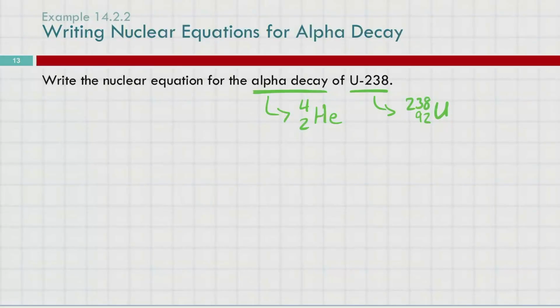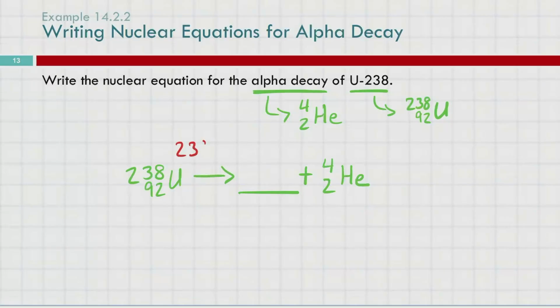And then we have to set up our nuclear equation. So uranium-238 is decaying, so it goes on the left side, and then we write our arrow. And we're going to make something our daughter nuclide. And there's also going to be the alpha particle that's emitted. Then we can set up our two equations. 238 equals x plus 4, and 92 equals y plus 2.